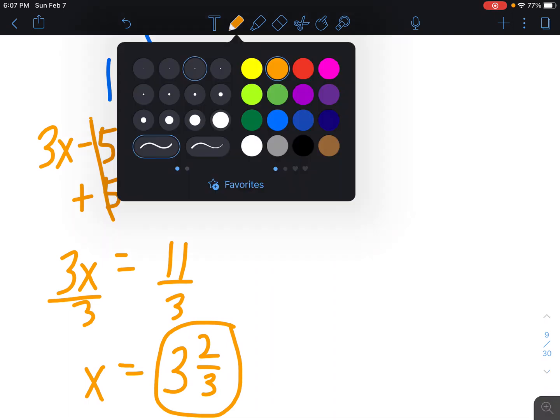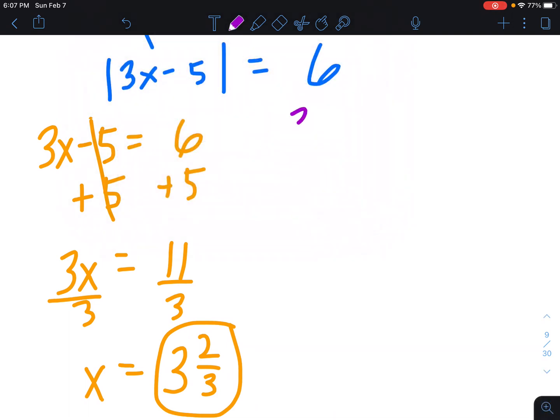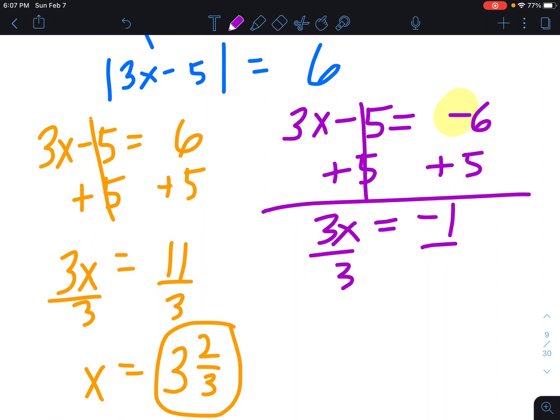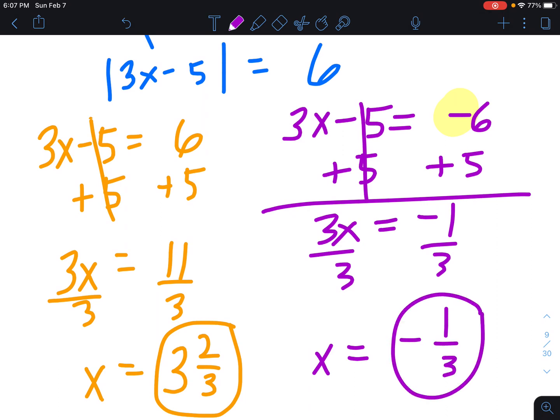And then let's do the other equation. Again, we need two answers here. So for the other equation, what is the change we need to do? We need to make the 6 into a negative 6. The number that's not inside of the absolute value gets changed. So now we're going to solve. We're going to add 5, and then we're going to divide by 3. And we get our second answer, negative 1/3.